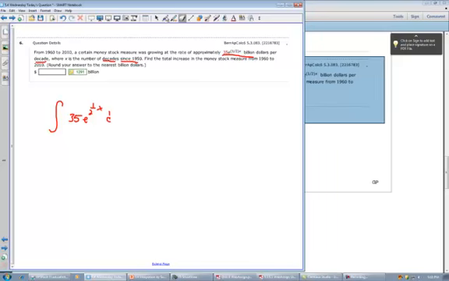Let's get rid of that. All right, so this is dx. I'm going to go from 1960 to 2010, and this is decades since 1950. So 1960 is actually 1 decade after 1950, and 2010 is 6 decades after 1950, right? So you go 1960, 1970, 1980, 1990, 2000, 2010. I'm going to use my calculator to figure this out to the nearest $1 billion.